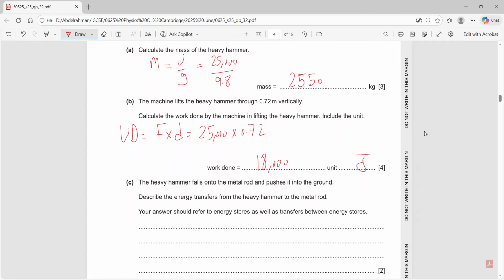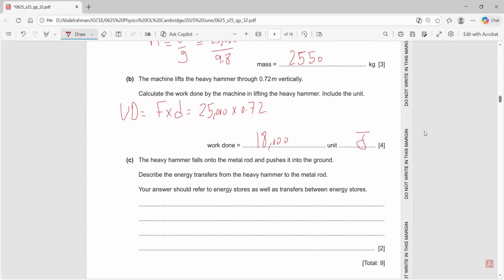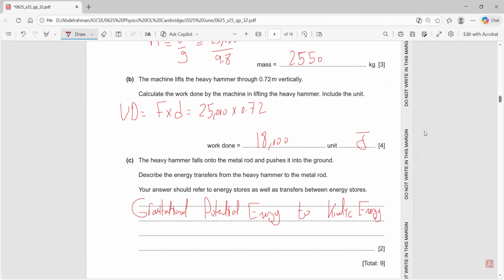The heavy hammer falls onto the metal rod and pushes it into the ground. Describe the energy changes. Can I find the energy transfers? Yes. Initially, it had gravitational potential energy. It transfers to kinetic energy. And you can say, for example, sound or thermal energy.